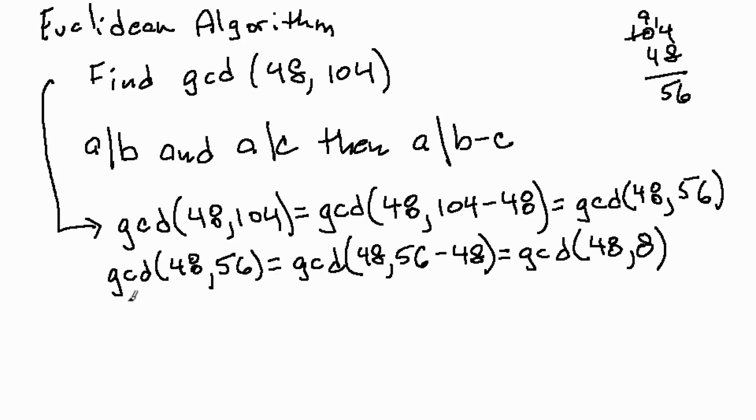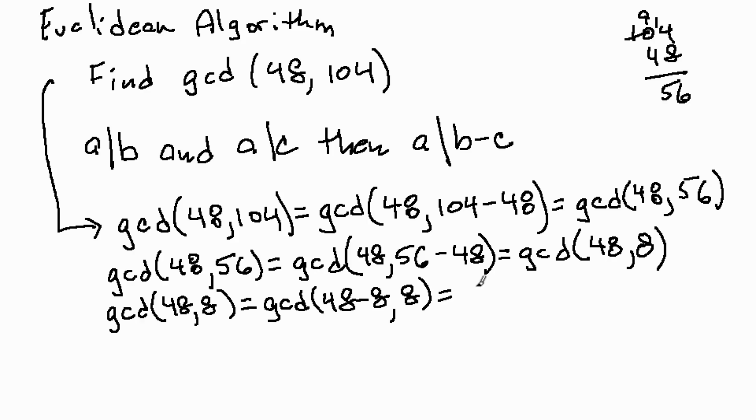And I'm going to do this again. This time I'm going to subtract in the other direction because this is the bigger one. So that's going to be the GCD of 48 minus 8, comma 8, which is equal to the GCD of 40 and 8. And I think you can see what's going to happen again.